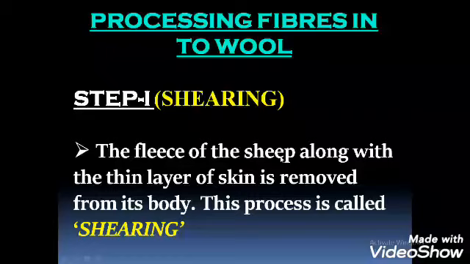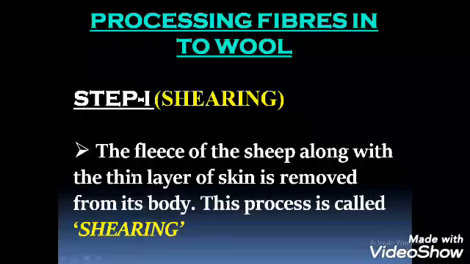The wool which is used for knitting sweaters or for weaving shawls is the finished product of a long process. It involves six steps. So we can discuss which are the six steps. Step 1 is shearing. What do you mean by shearing? The fleece of the sheep along with a thin layer of skin is removed from its body. This process is called shearing.